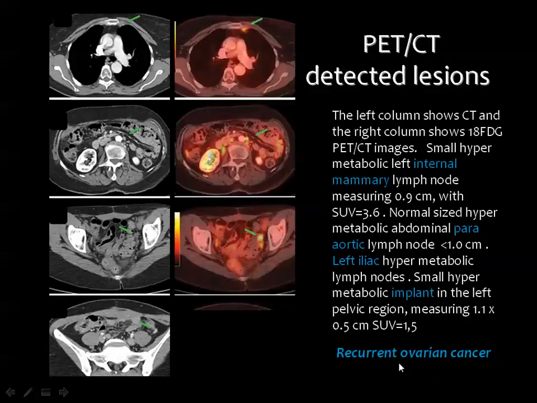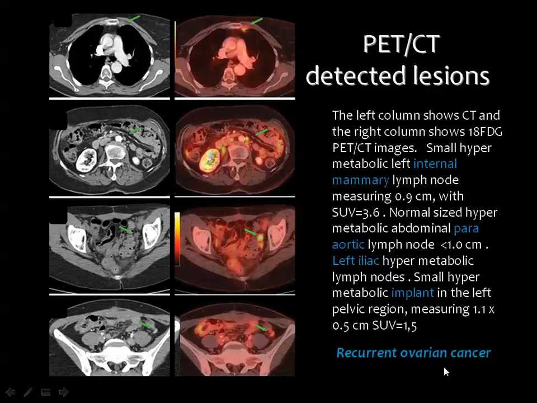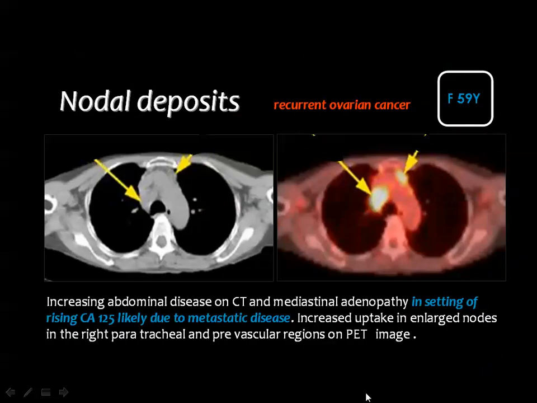And also, this is a case of recurrent ovarian cancer with detection of internal mammary, para-aortic, left iliac, and peritoneal involvement. These are nodal implants, and this is a peritoneal implant.